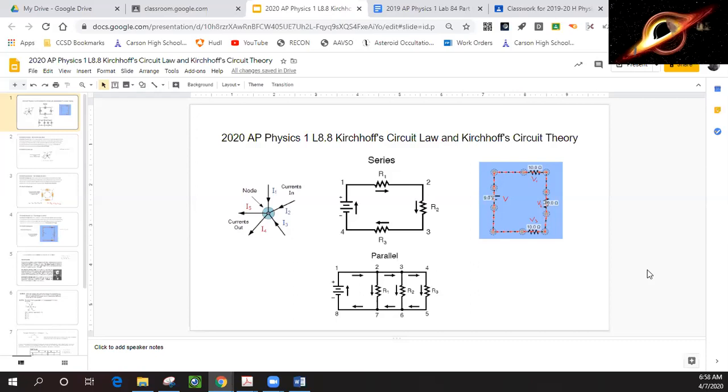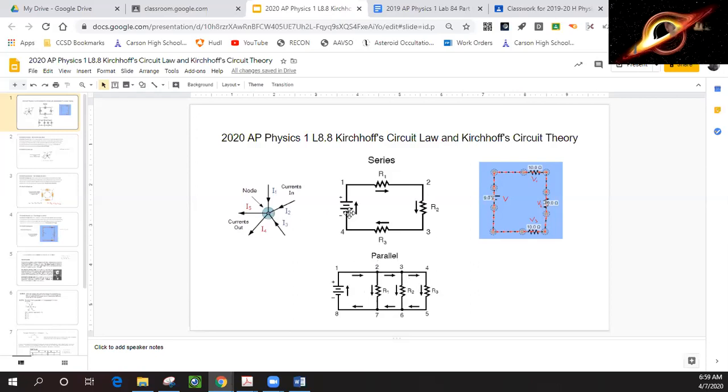This is going to be lesson 8.8, Kirchhoff's circuit law and Kirchhoff's circuit theory. And this will be the last part of the class here, talking about circuit analysis. So the main focus here is there will be two kinds of circuits we'll be looking at. One's called a series circuit. The other one is called a parallel circuit, when you have resistors in series, or you have resistors that are in parallel.